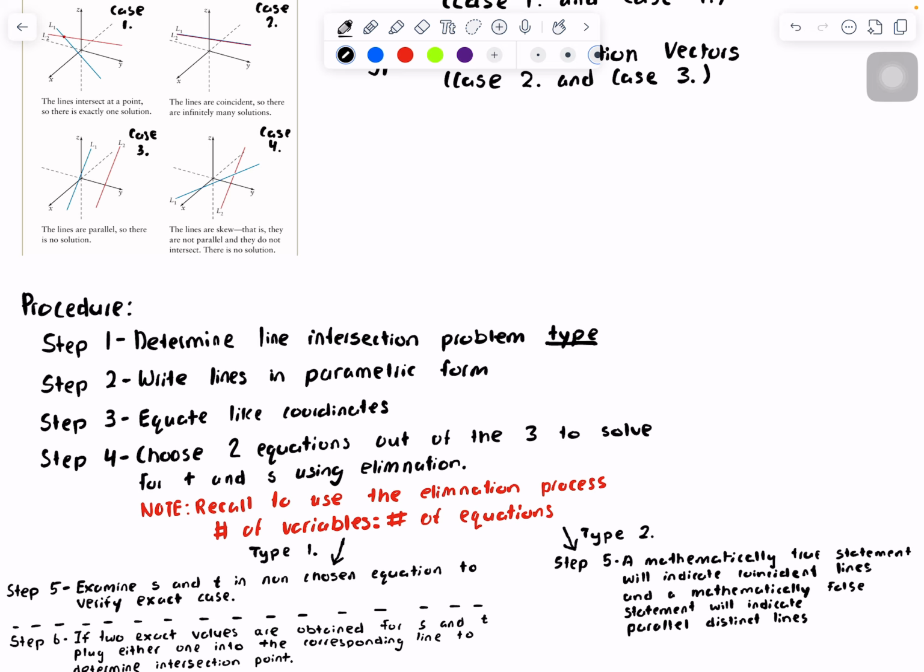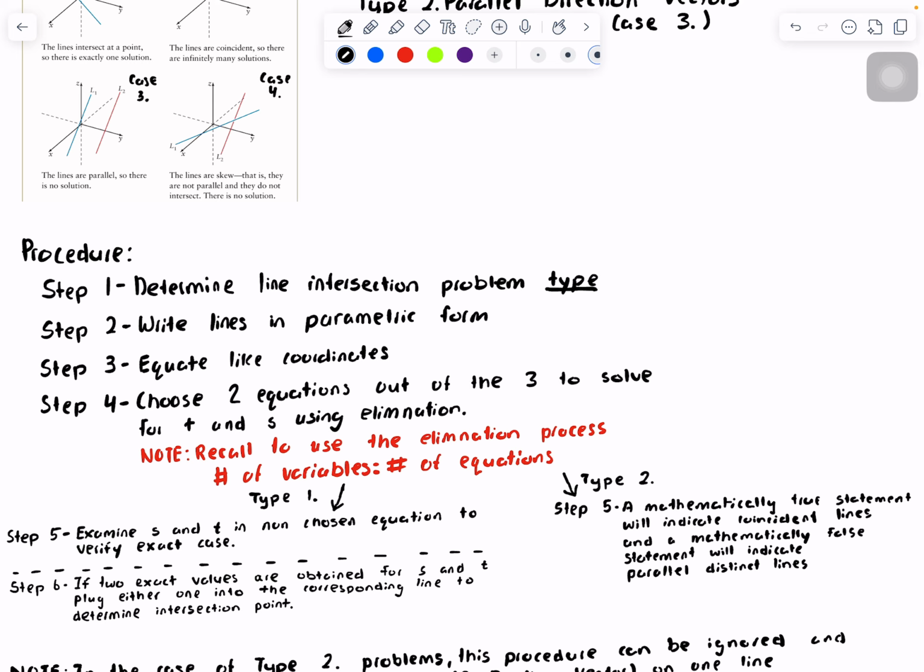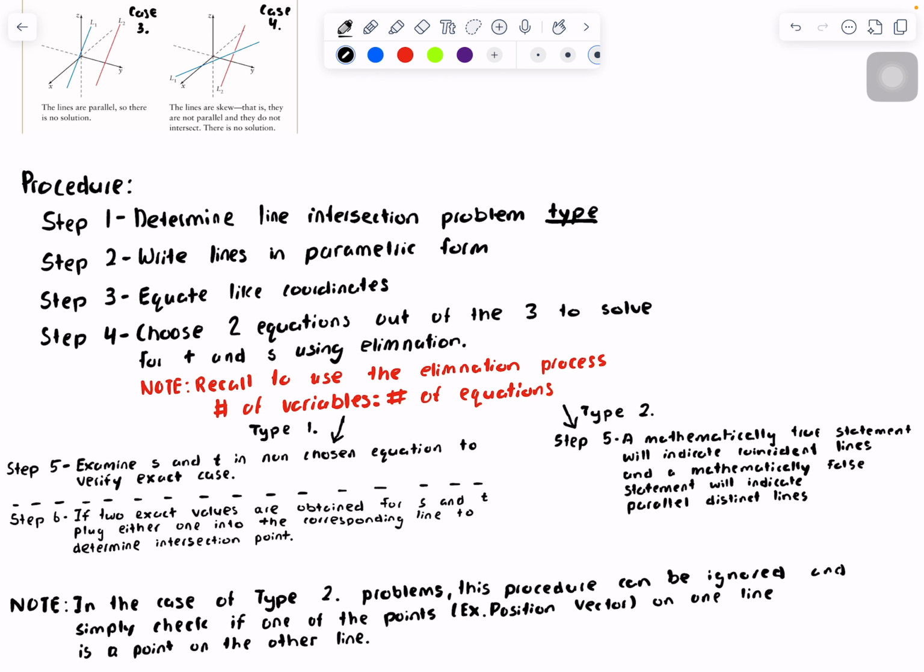and 2 unknowns. So what we can do is choose 2 equations out of the 3 to solve for t and s, or the usual parameters you'll see, and we're going to solve for t and s using elimination. So I wrote a note here as to why we're only picking 2 equations: to use the elimination process, remember, we need the number of variables to equal the number of equations, so we want 2 equations, 2 unknowns.